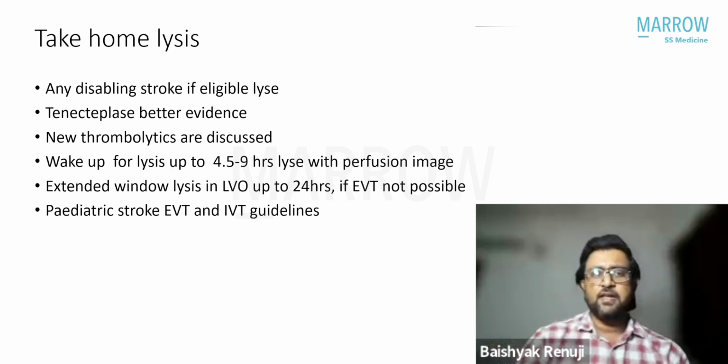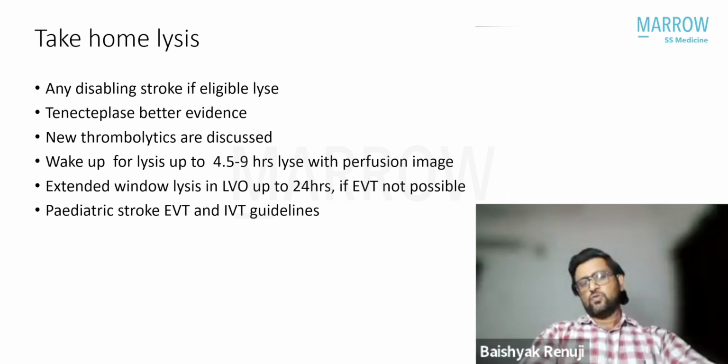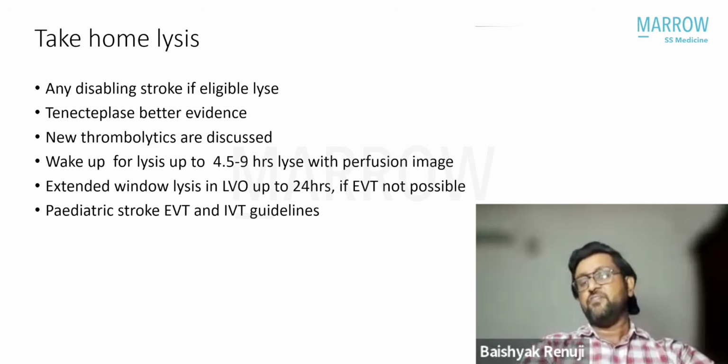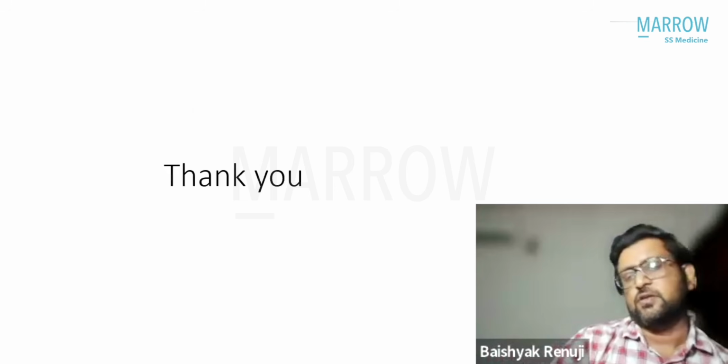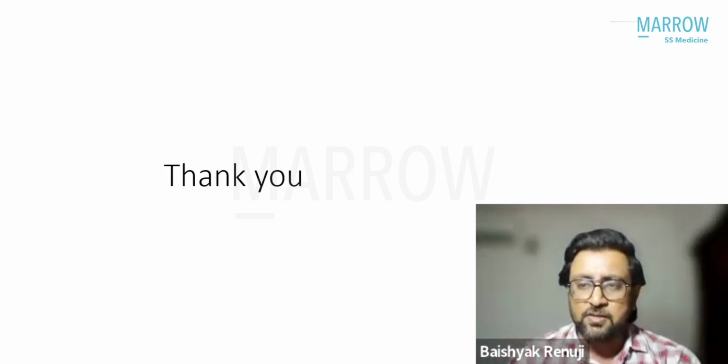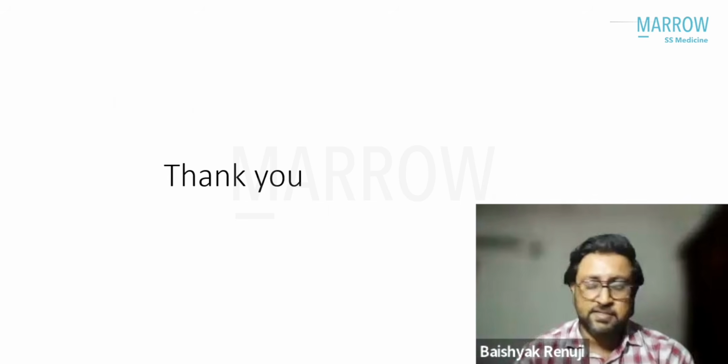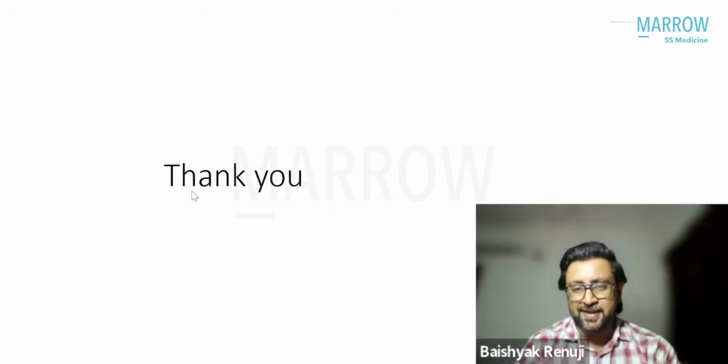So take home basically, disabling stroke can be lysed. New thrombolytics were discussed. Wake up stroke lysis up to 4.5 hours is there only if there is a perfusion image. Extended lysis of LVO up to 24 hours, if EVT is not possible, again you may have to prove the penumbra by using a perfusion or other modality. Pediatric stroke EVT and IVT guidelines are there. So this was about the thrombolysis and thrombectomy discussion. This is an extensive session, I feel, because this is a huge guideline.